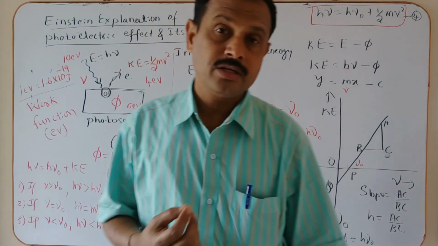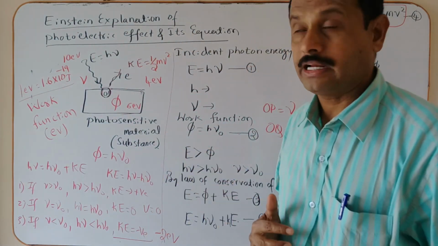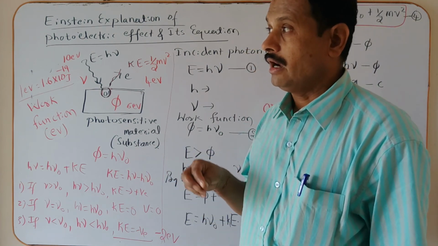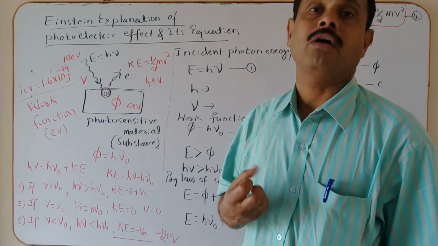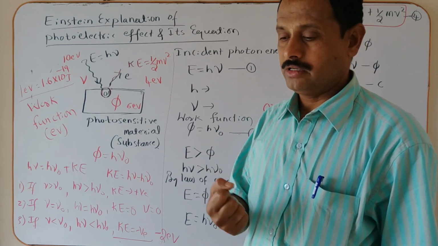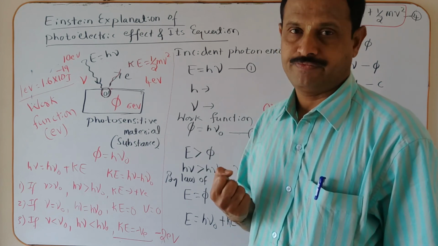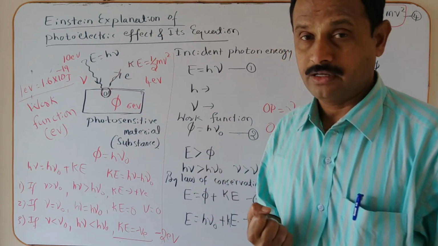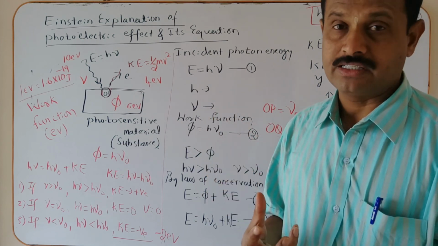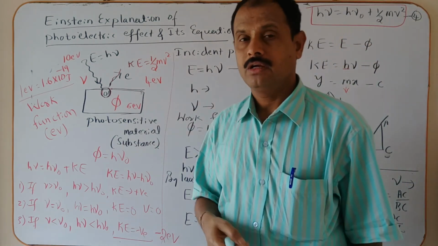Once again, Einstein explained the photoelectric effect with the help of light in the form of photons. He adopted that theory for the photoelectric effect, and the incident packets of energy are said to be photons.